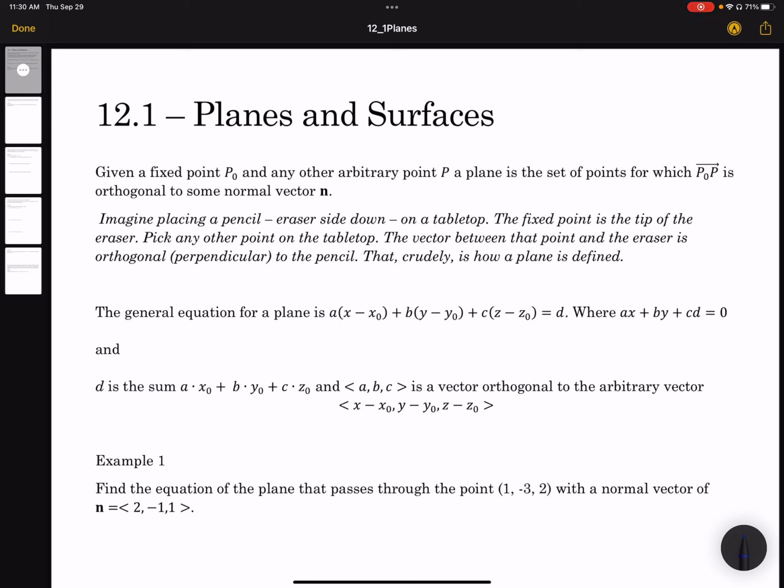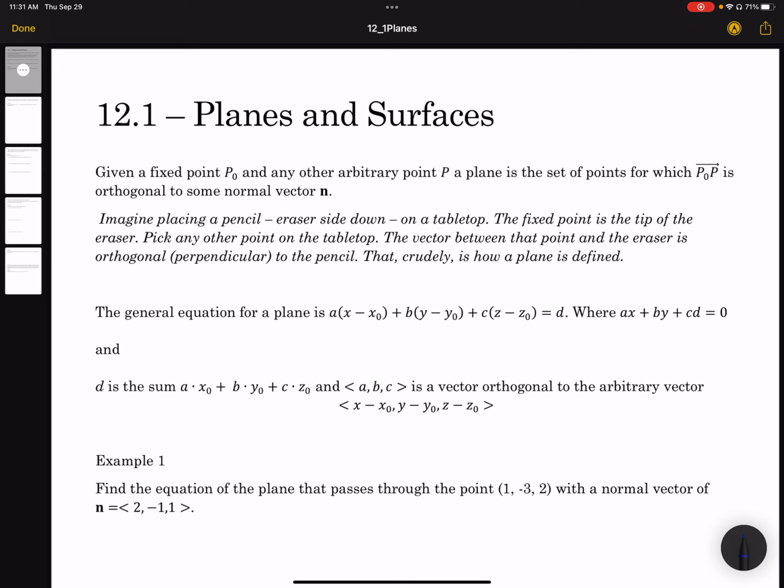If you were to take a vector from that point to your pen, pencil, or whatever, you'll notice that the angle between those two things is a 90-degree angle. So we know that means that the vectors are orthogonal. The property of a plane is that if I have a vector, and any point I can pick, if I draw a vector from that point to my vector, the vector that we already have, we end up with two orthogonal vectors. So that's what a plane is.